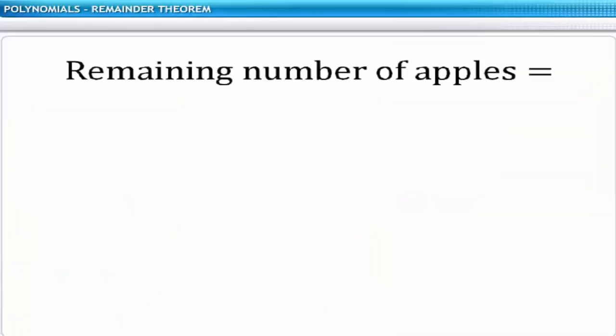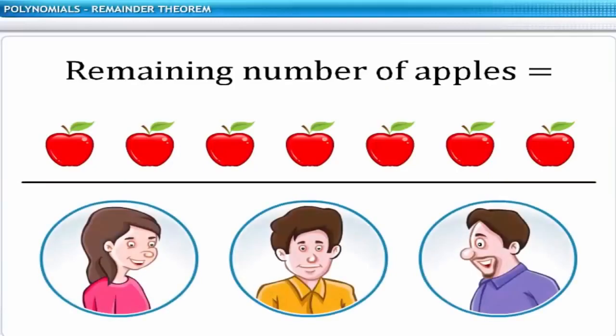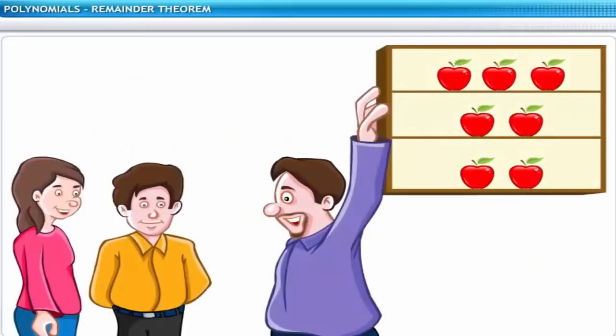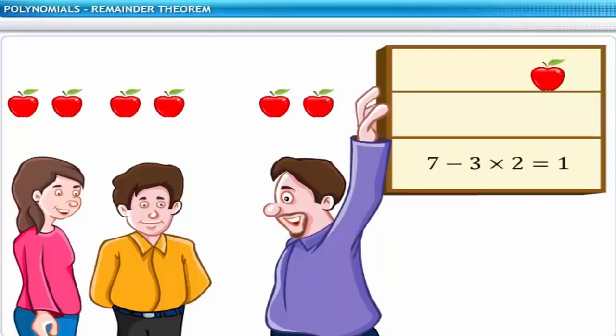To find the remaining number of apples, you need to divide the number of apples by the number of people. You can do this through the division rule. Each one of them gets 2 apples, which means 6 apples are distributed. Therefore, the remaining number of apples, or the remainder, equals 7 minus 3 times 2, which is equal to 1. As you can see, it is easy to perform these operations with integers.